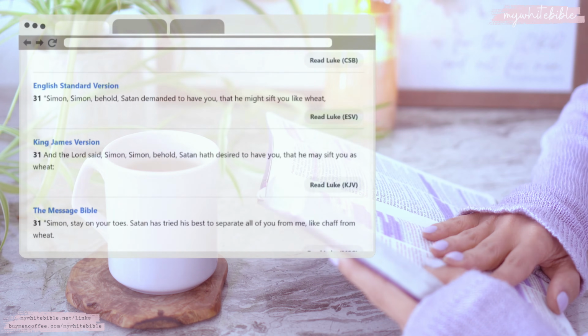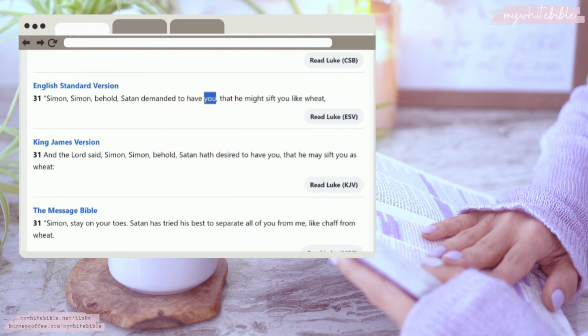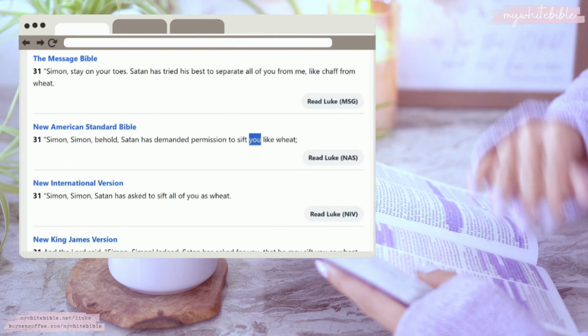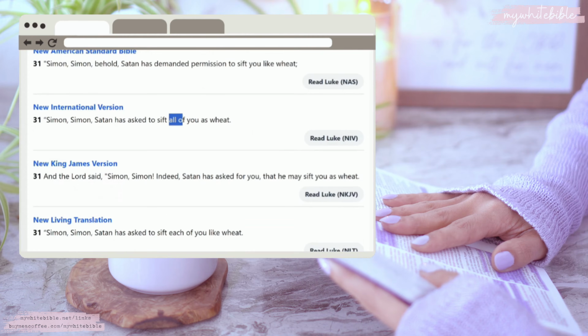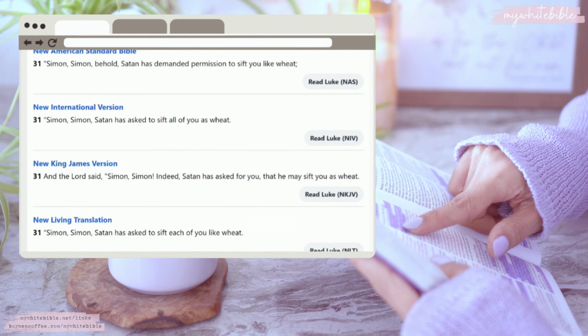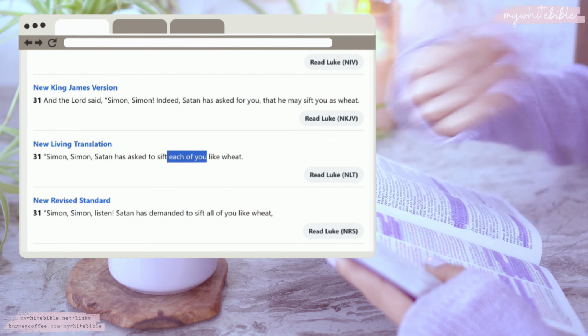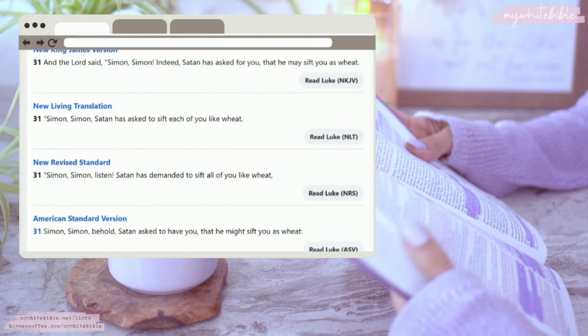So good examples are actually the NIV, that says "all of you." The Amplified has "all of" before "you" in brackets. And the NLT has "each of you." So it would read, "Behold, Satan has desired to have all of you, each of you," etc. So it's making it clear that he's not talking about just Simon.